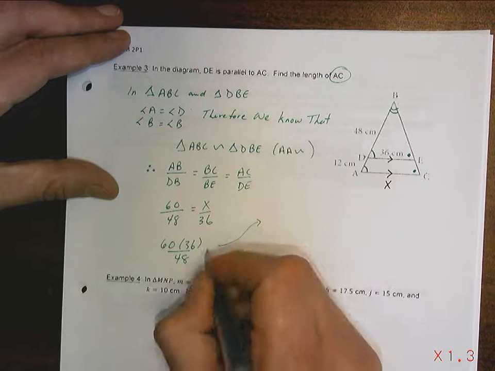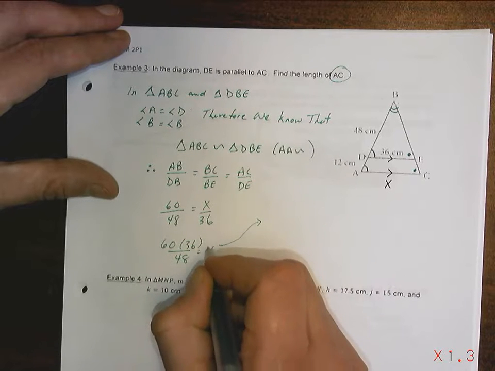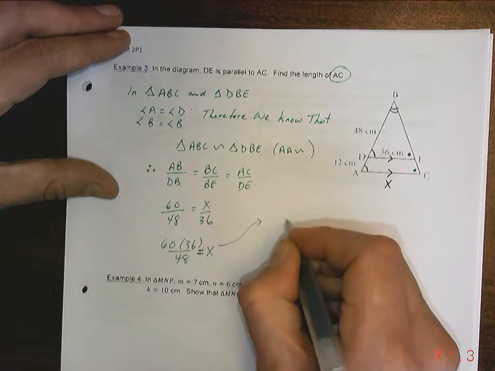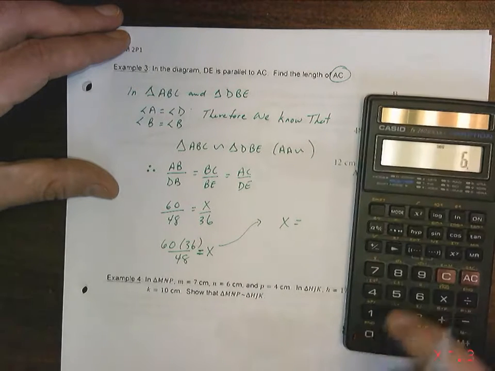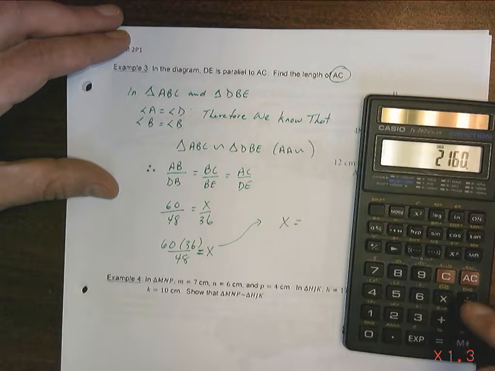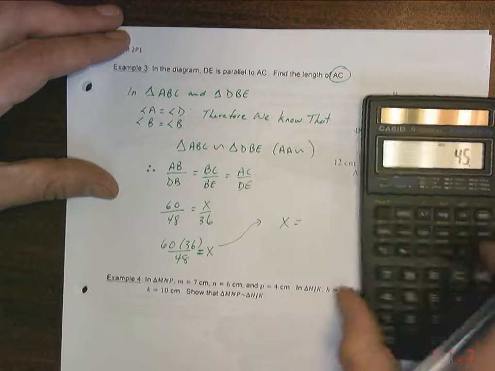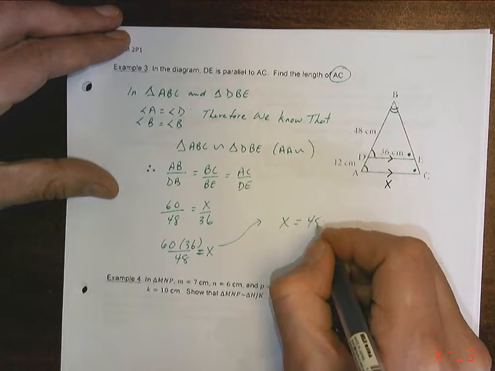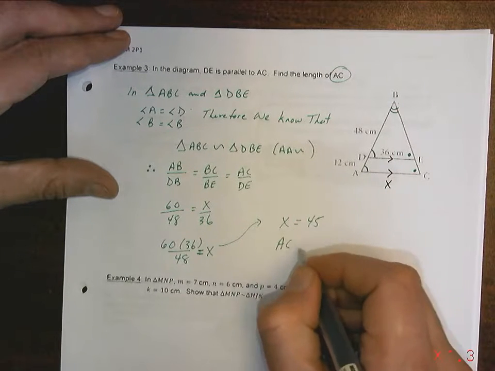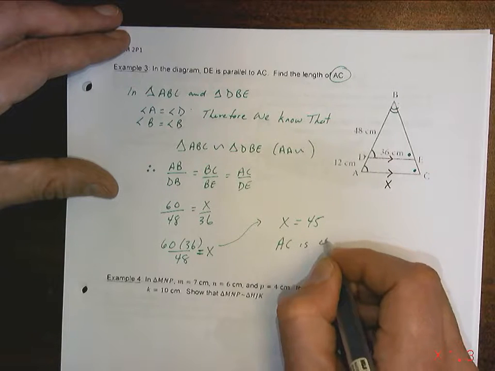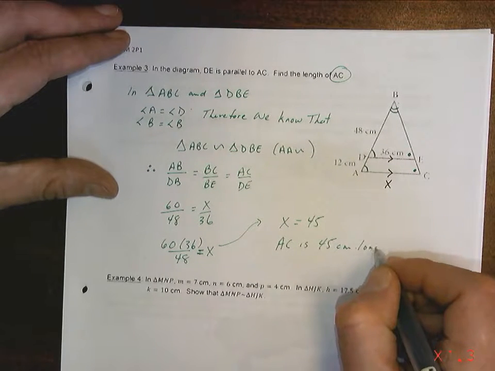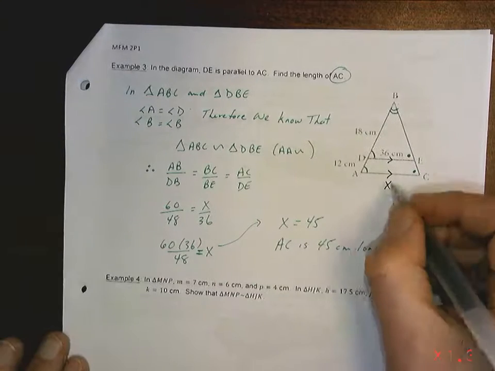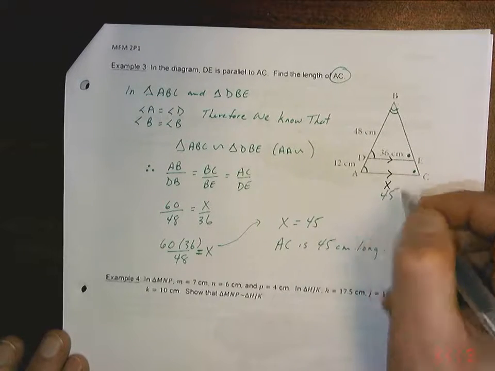And we find out that x, which is AC, is going to equal 45. So AC is 45 centimeters long. So that's going to be 45.